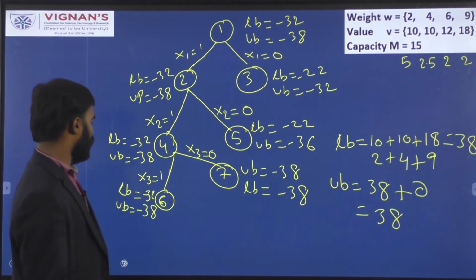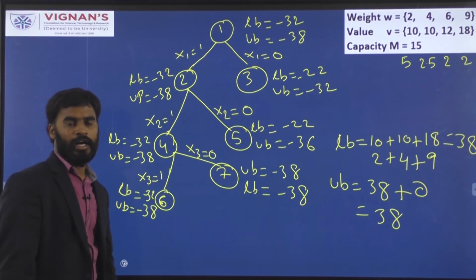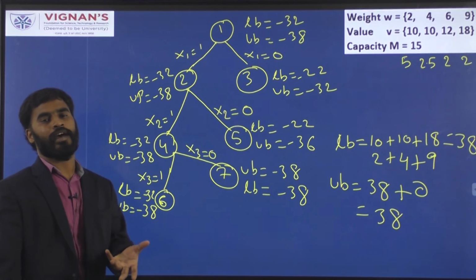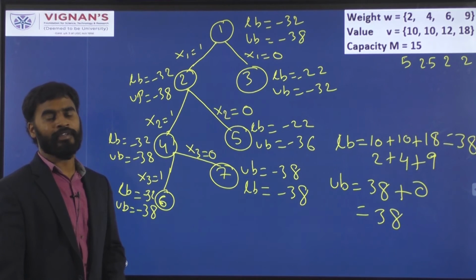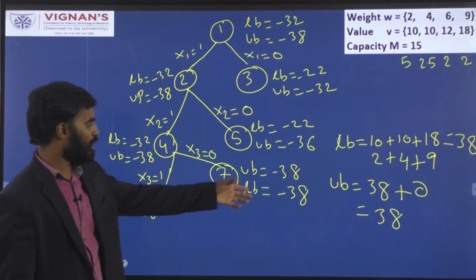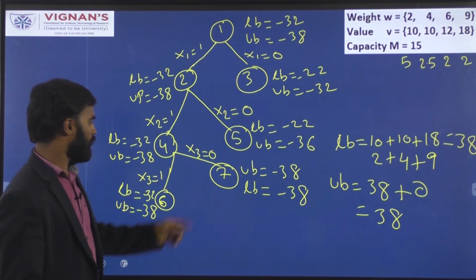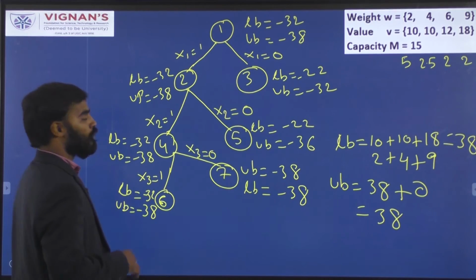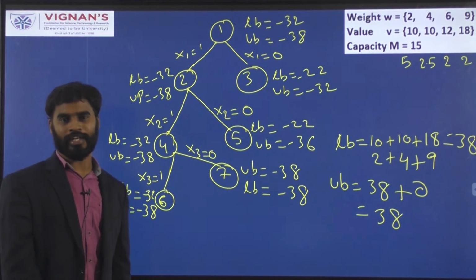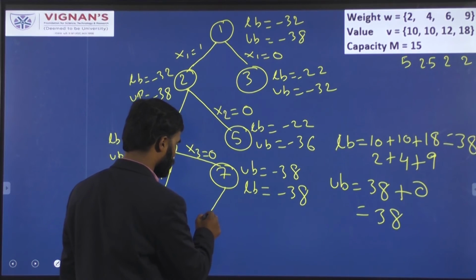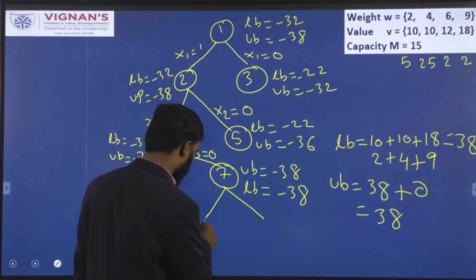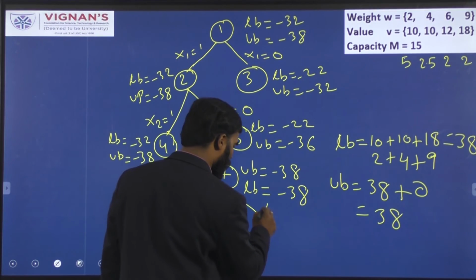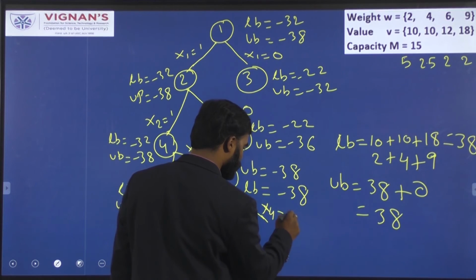Now you have nodes 6, 7, 5 and 3, out of 4 nodes. Which one to choose to explore next? It depends on the node which has the least difference between the lower bound and upper bound. The node 7 difference is 0, so I can choose node 7 to explore. So far we talked about the first 3 items. Let's talk about the fourth item. What is the lower bound and upper bound if we include the fourth item, and if we don't include the fourth item?